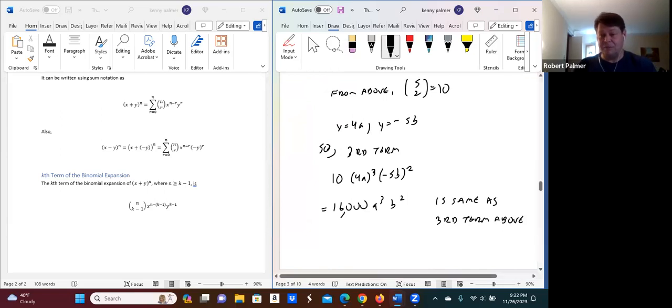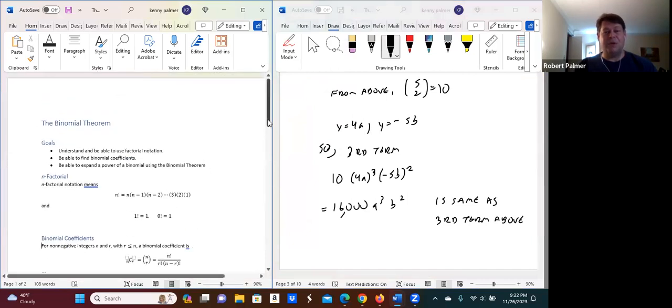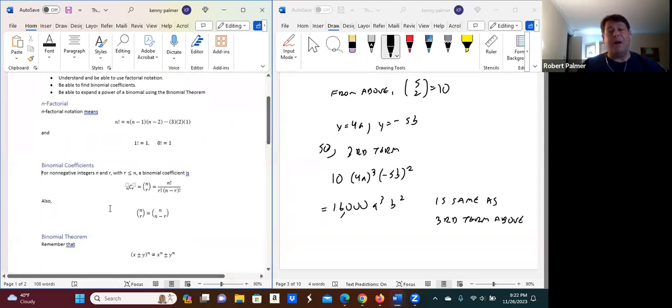Okay, let's review what we've learned so far today. We learned how to use factorial notation, what it means, how to calculate it. And once again, most modern calculators, even your smartphone calculator, will have that available. We also learned how to find the binomial coefficient, two different kinds of notations: the nCr notation, and also this n over r notation.